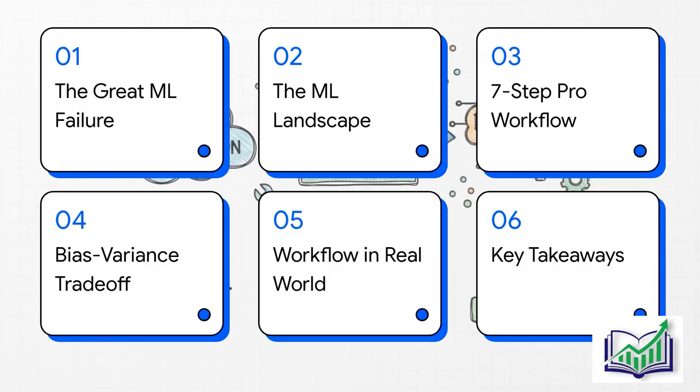So here's our game plan. We'll start by looking at why so many projects fail. Then we'll get a handle on our basic tools. And after that, we'll master the 7-step professional workflow. Then we're going to get into the really good stuff, the bias-variance trade-off. Finally, we'll see it all in action and wrap up with the key things you need to remember.